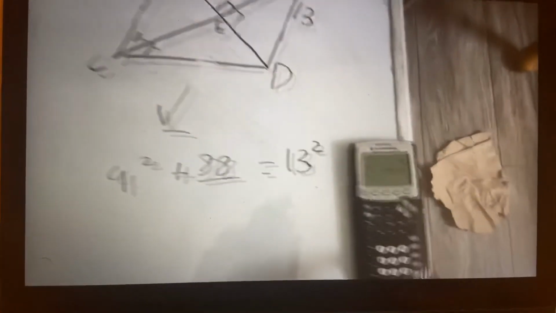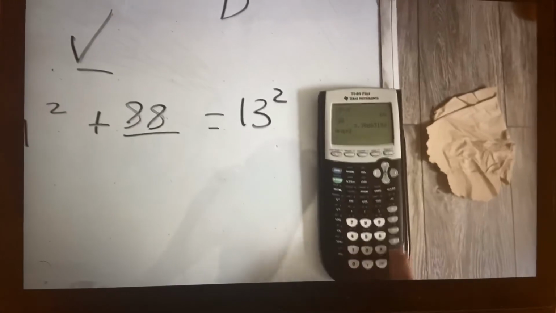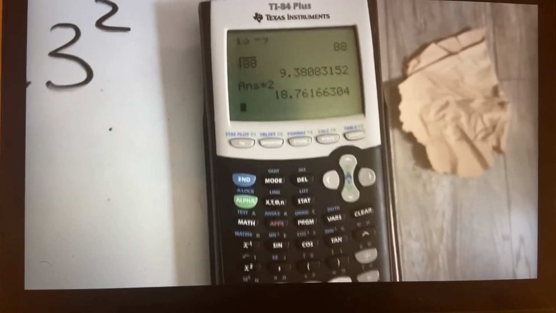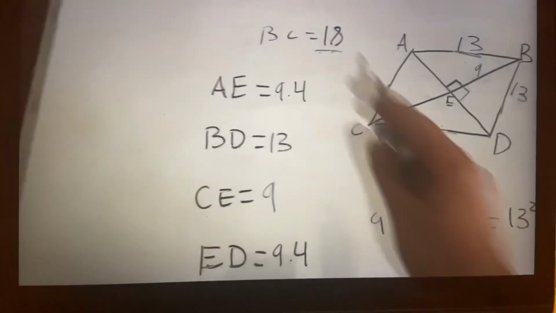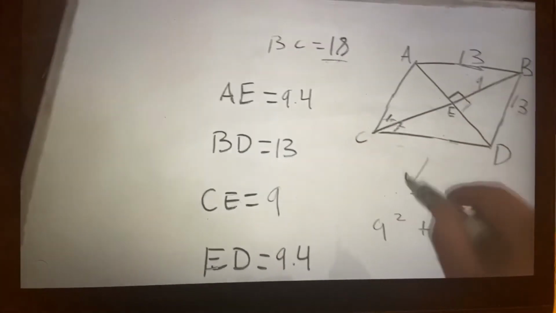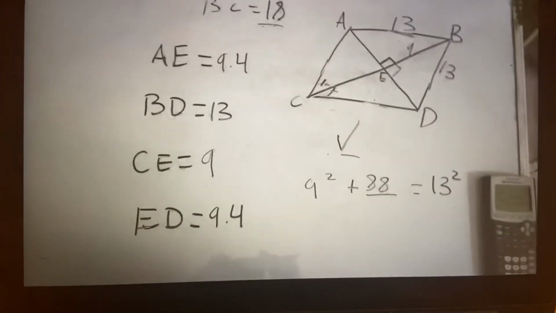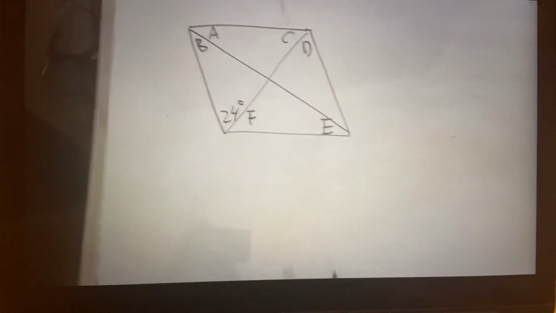As a matter of fact, we could find AD, which is 9.4 times 2. Just multiply this by 2. And that is 18.76. So though they're similar, they're close, they're not exactly the same, okay? So be careful with that, alright? Let's try a different problem.